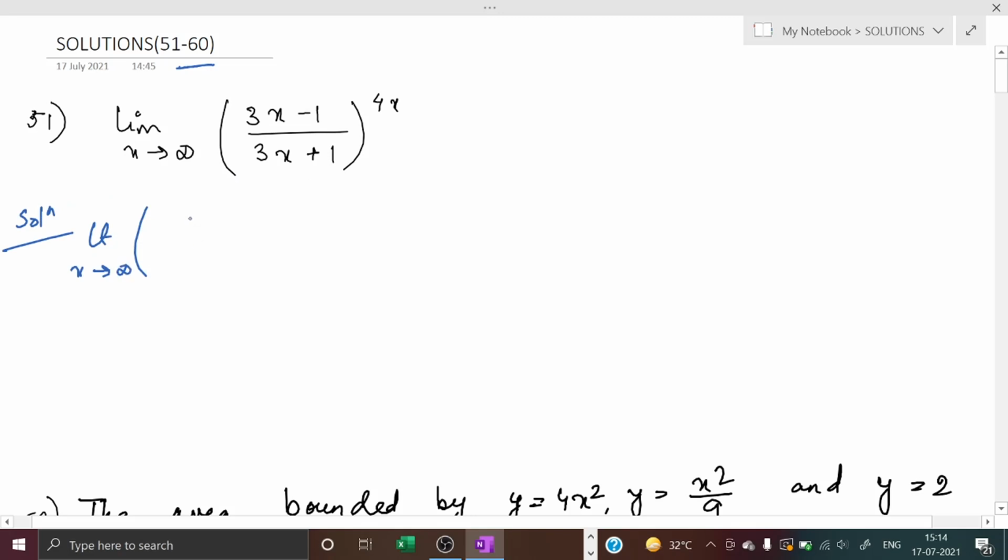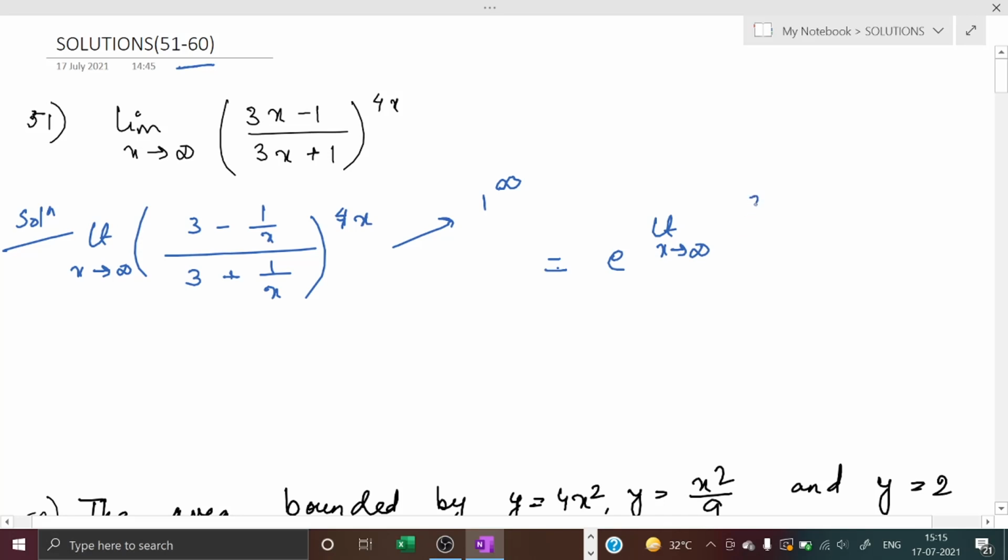Divide it by x, 3 plus 1 by x, 4 by x, 4x. So this is actually 1 to the power infinity when you put x equals infinity. So it can be written as e to the power limit x tends to infinity (3x minus 1 by 3x plus 1 minus 1) to 4x.